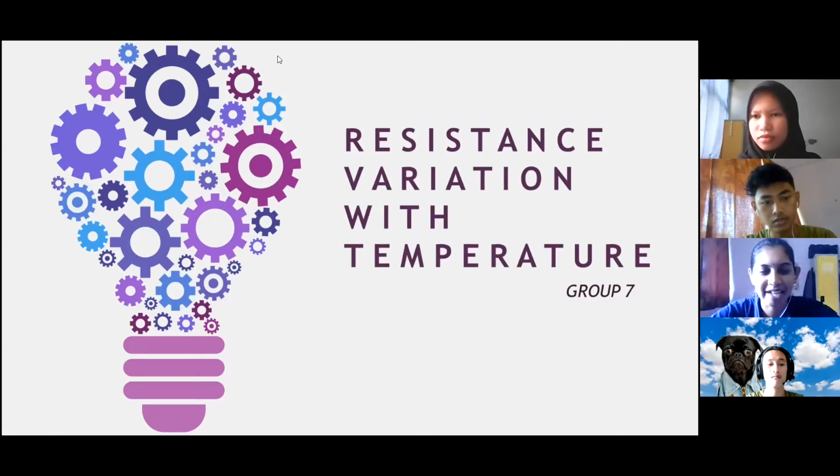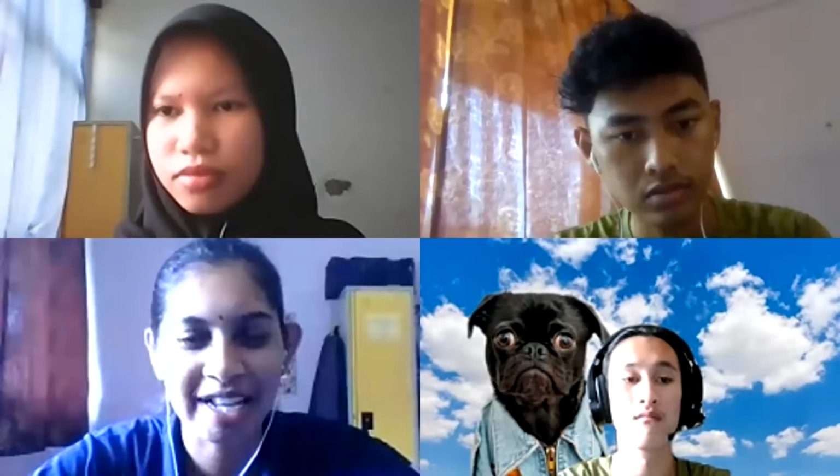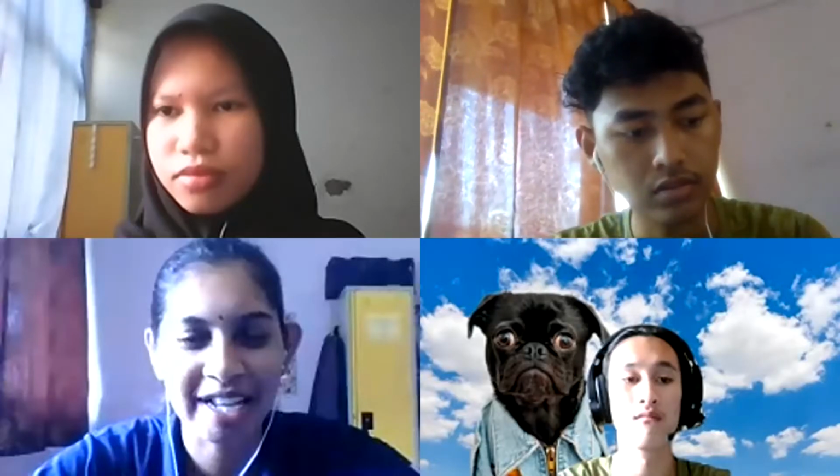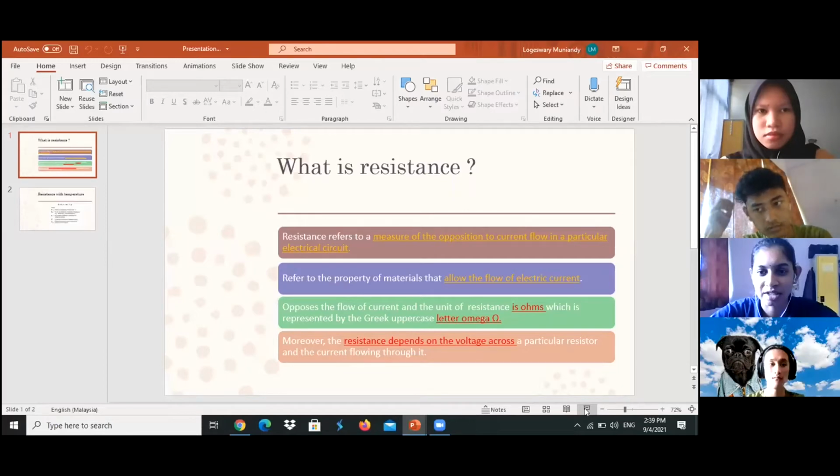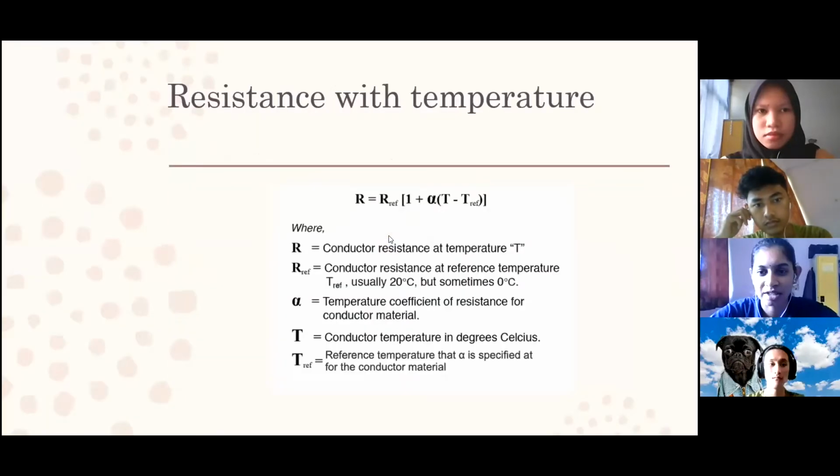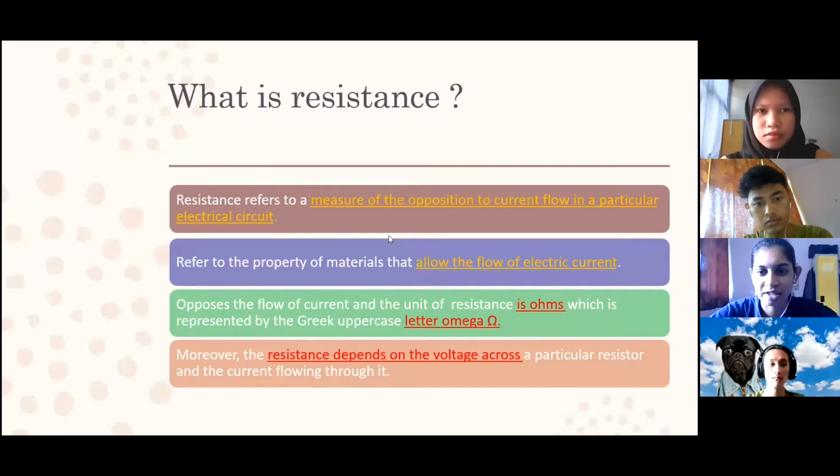Okay, I will explain what is resistance. Resistance refers to a measure of the opposition to current flow in a particular electrical circuit. It also refers to the property of materials that oppose the flow of electric current, measured in ohms, represented by the Greek uppercase letter omega. Moreover, the resistance depends on the voltage across a particular resistor and the current flowing through it.